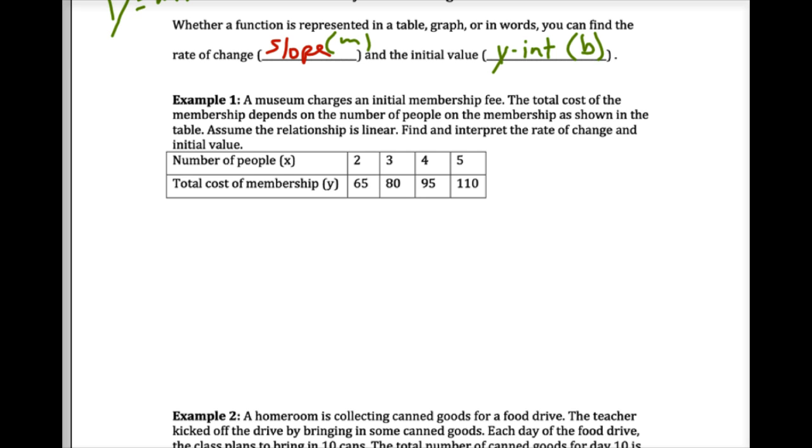Find the rate of change and the initial value. So basically, we're going to eventually get the slope. The rate of change is your slope, your m, and the initial value is the b, or the y-intercept. Okay? So, if you have a membership to this museum, 2 people cost $65, 3 people cost $80, 4 cost $95, 5 cost $110.